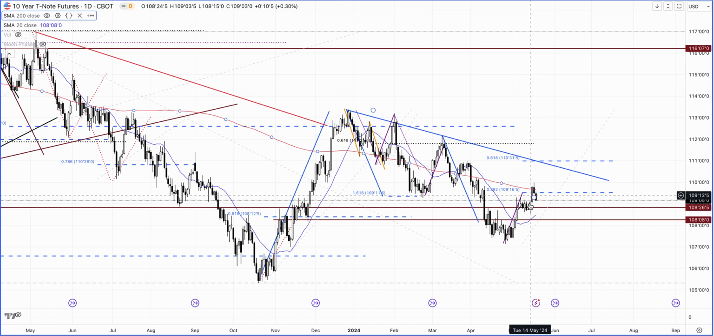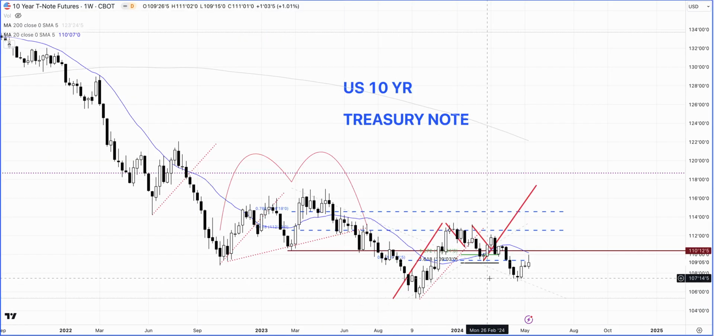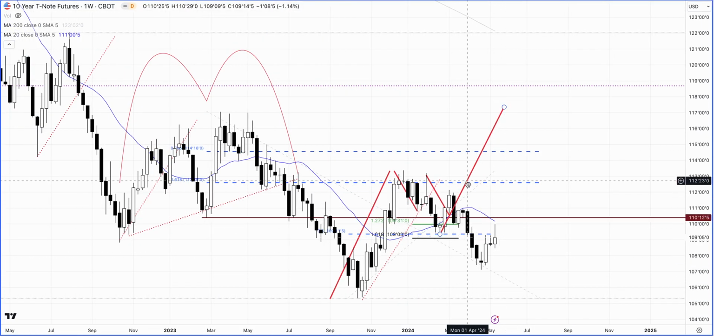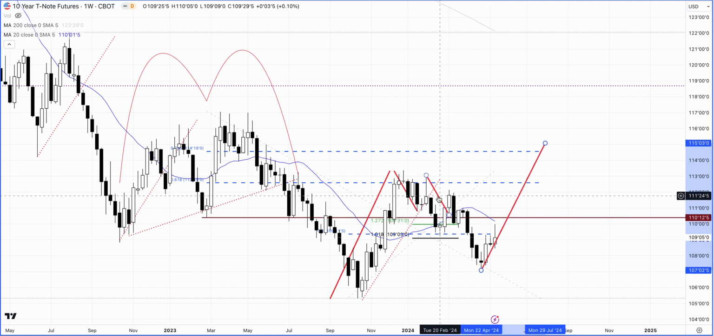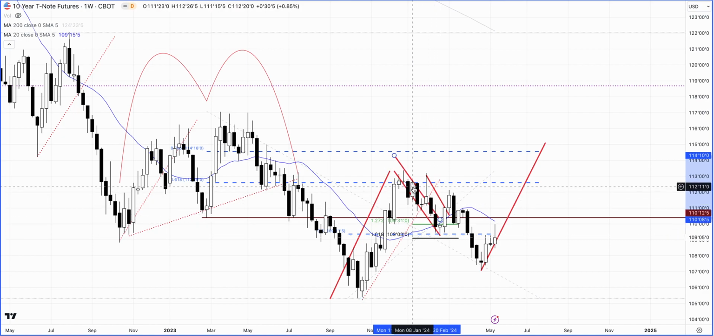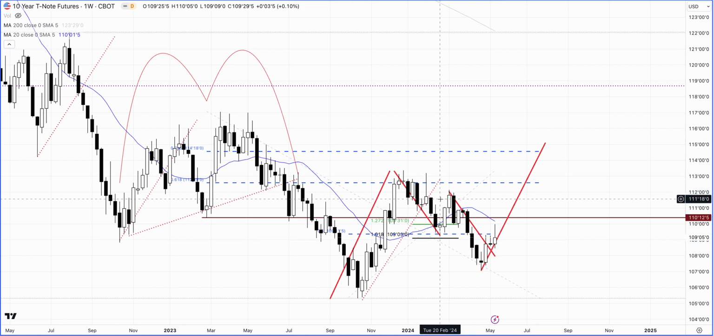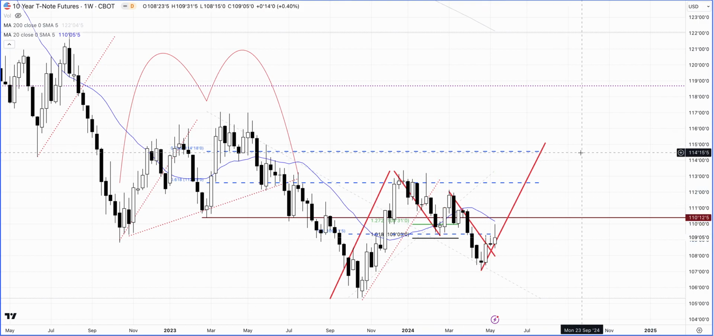So really watching this information really carefully. On the longer term weekly chart, what we can see is that there is a possibility that just like what we were looking at in 2-year treasury note, this ABCD might be in play, and we can see this market jump to 114.15. Okay, so we are watching this one.